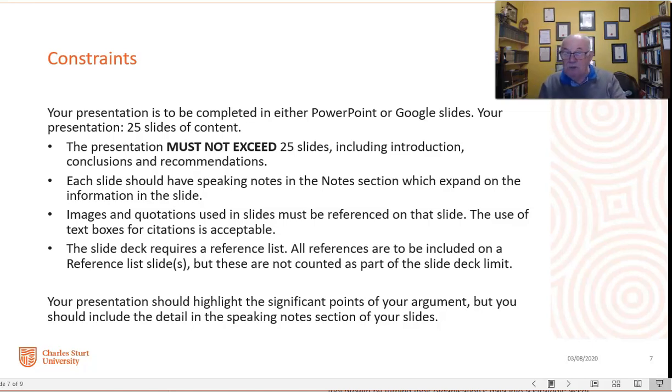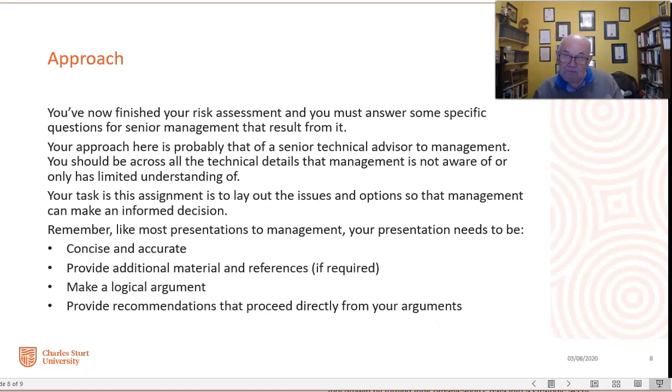So you can put a little text box, as I often do in my lectures, to say this is the reference for this particular thing. You need a reference list in your slide deck, and all those references are to be included in a reference list slide or slides. These are not counted as part of your slide deck limit, so that can go over the 25. What you're doing in your presentation is highlighting the significant points of your argument, and you should include the detail about that in the speaking notes section of your slides.